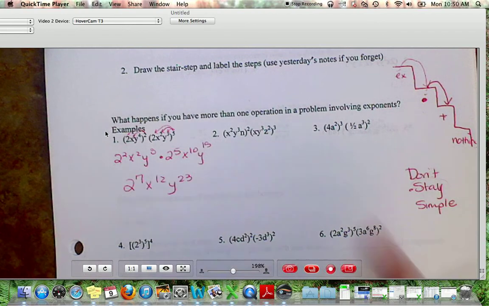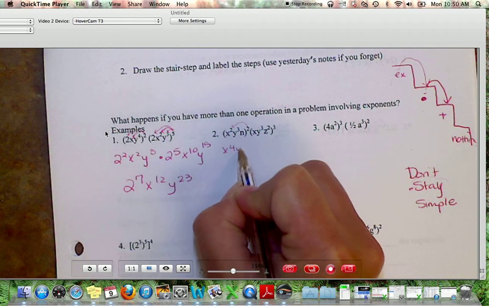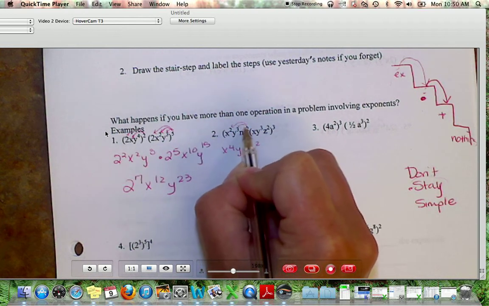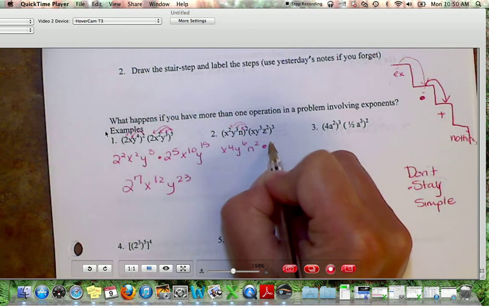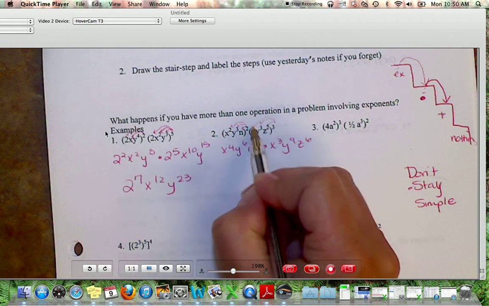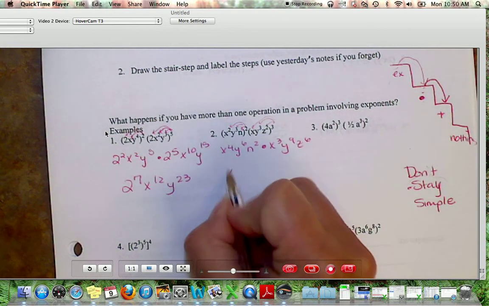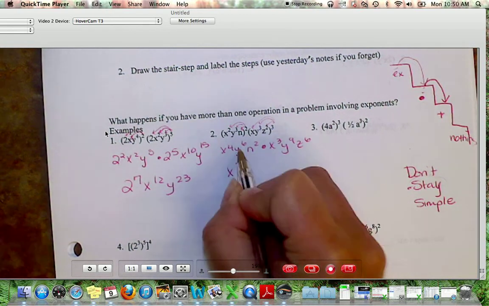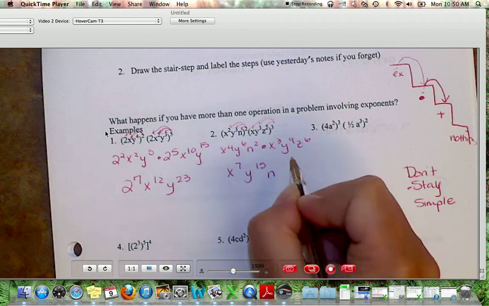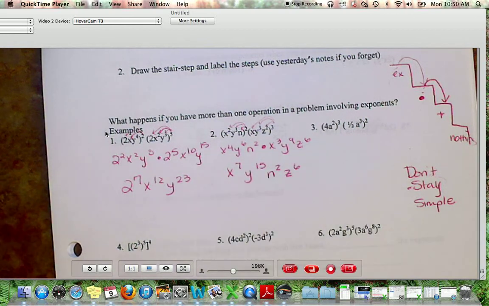So number 2, same thing. Apply the exponent first. X to the 4th, y to the 6th, n to the 2nd. That's what you get when you pass it all out. And then here we get x to the 3rd, y to the 9th, z to the 6th. Pass it out. And now it's a multiplication problem, so we add the exponents. We get x to the 4 plus 3 is 7, y to the 6 plus 9 is 15, n to the 2nd, and z to the 6th. You can keep them in the order that they're in. You don't need to change it to alphabetical order if it's not that way. So this is just fine.